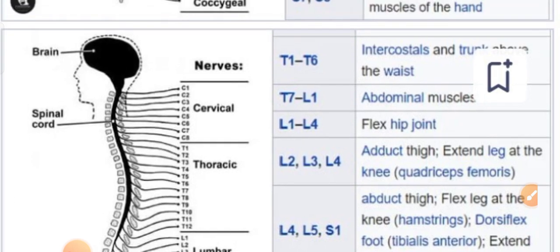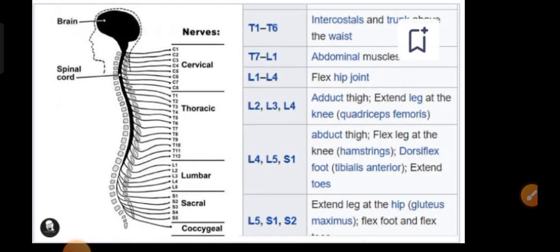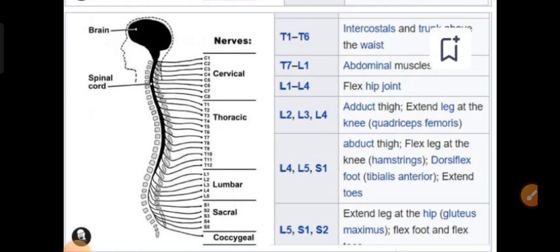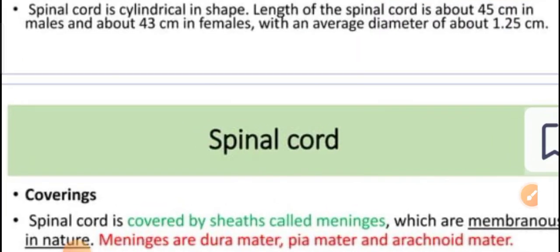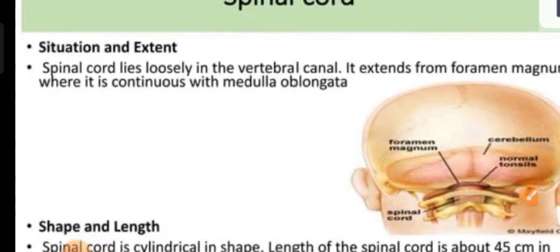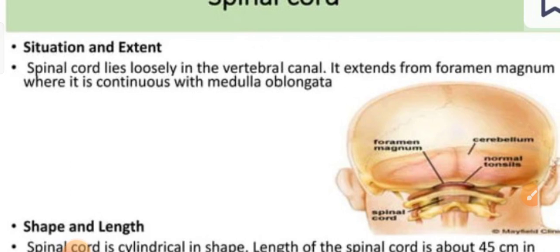Okay, T1 to T6 have their own functions as well. You got it? If you want, you can write one more point also. The situation and extent: the spinal cord lies loosely in the vertebral column and extends from the foramen magnum, where it is continuous with the medulla oblongata.